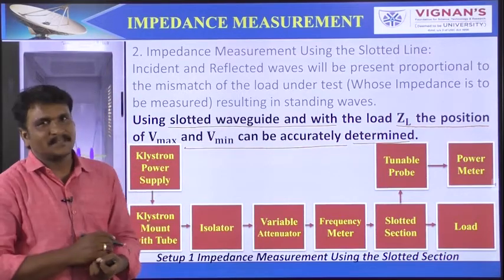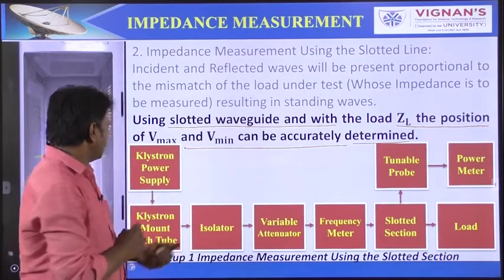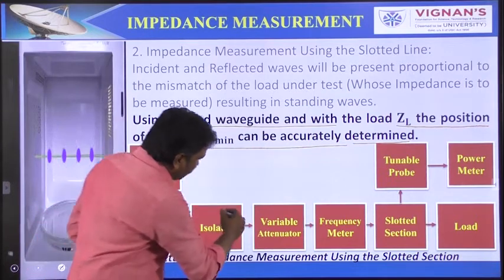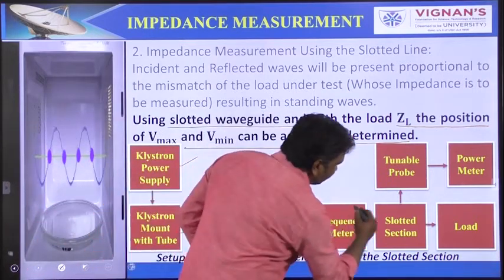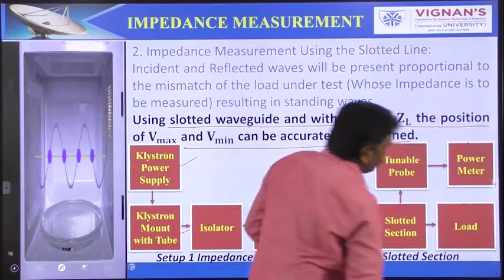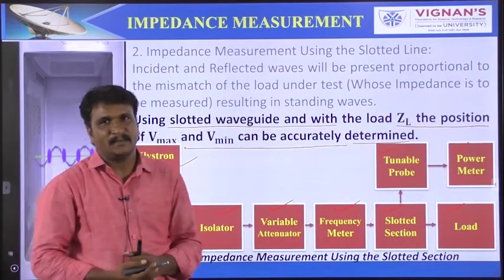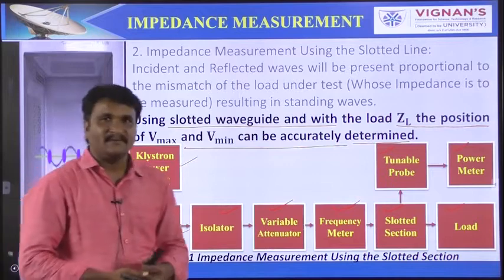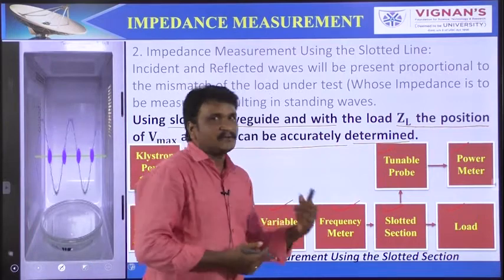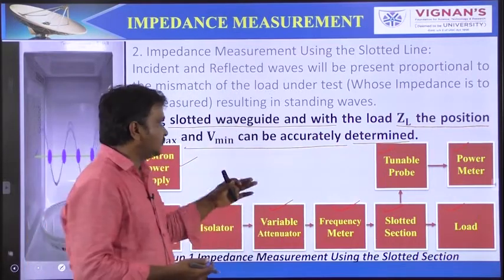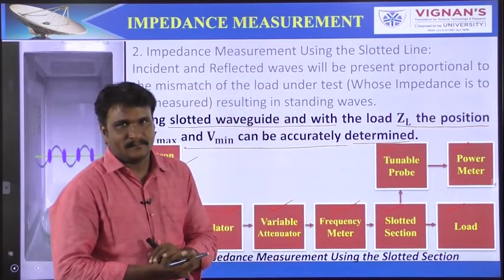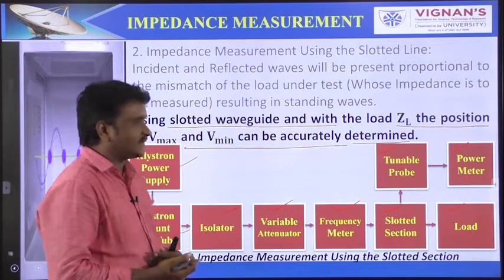That microwave bench setup consists of microwave components. The components are: Klystron power supply, Klystron mount with tube, isolator, variable attenuator, frequency meter, slotted section, tunable probe, power meter, then load. This is your microwave bench setup. In the laboratory we can see this microwave bench setup. Initially we have to follow some procedure to get the maximum signal on the power meter.